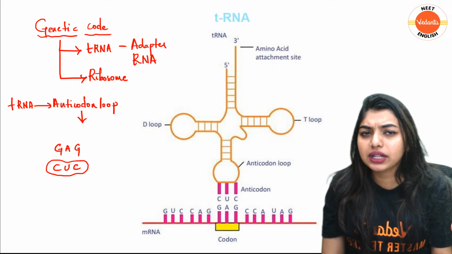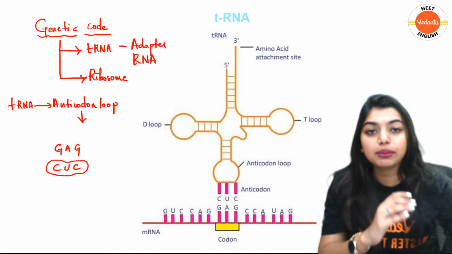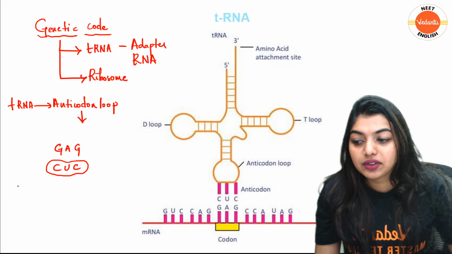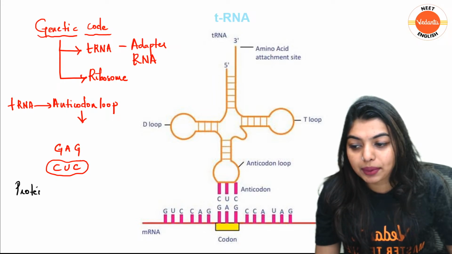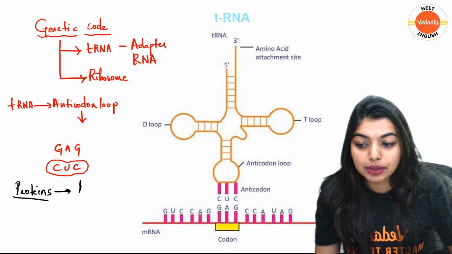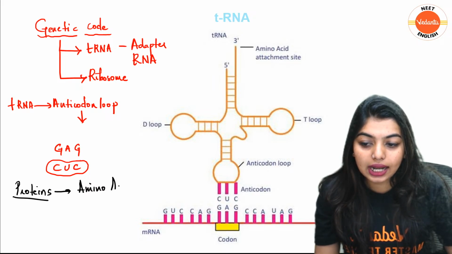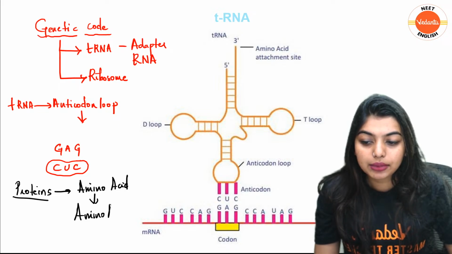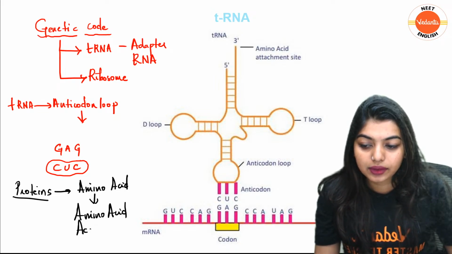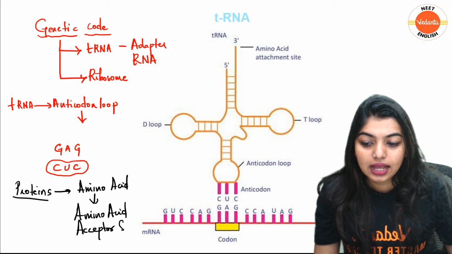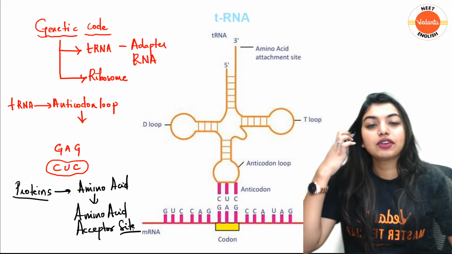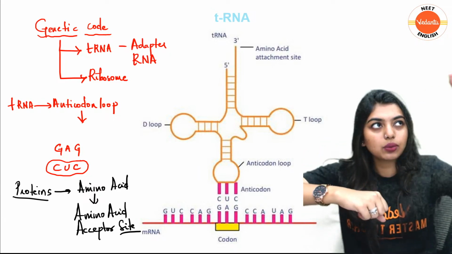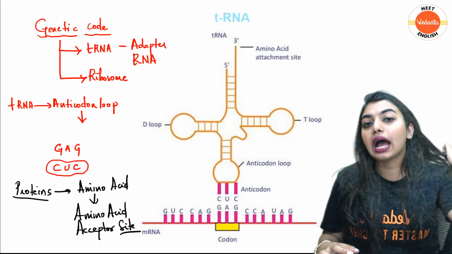Now, will only reading mRNA help? No. Our ultimate goal is to reach the position where we will be forming our own proteins. For this to happen, there should be a site which will add amino acids. For that, our tRNA has an amino acid acceptor site. All of you know that? I told you it is like a lens, no? One side they will be reading, one side they will be attaching. This is what is going to happen continuously.